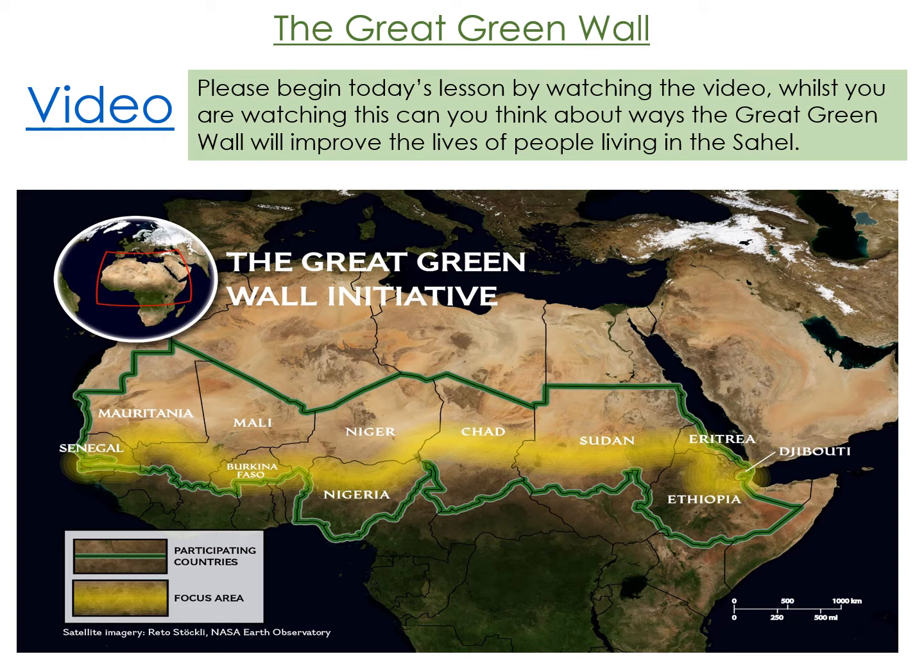So while you're thinking about that term desertification, I'd like you to watch the video, and while you're watching it, I want you to think about ways that the green wall might improve the lives of people living in the Sahel. That is an area just south of the Sahara Desert, and you can see that band there which separates the Sahara from the savanna grasslands below. While watching it, you can either make some notes in your book, or you can just start to think about how it may improve the lives of people living there.